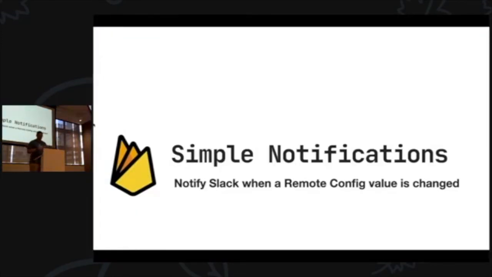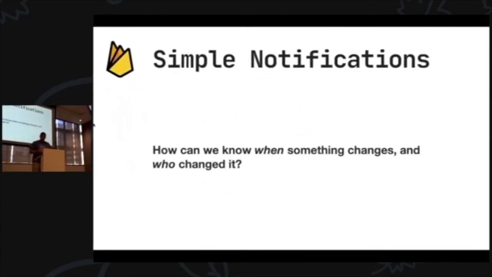So first off here, we have simple notifications. And I'm going to attempt to plug this in one more time, because I'm going to need my hands here. So let's look at this question of how do we know when something changes and who changed it? To help show you where we're going, I want to show a demo first, talk about it, come back and show the demo again.